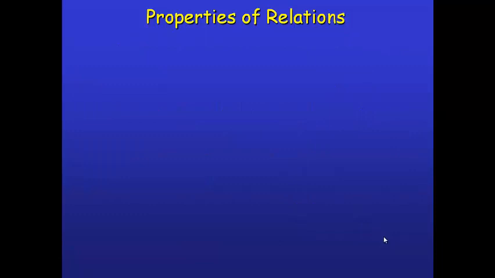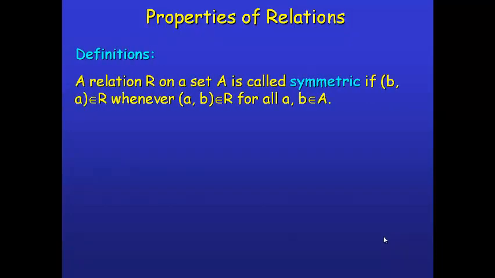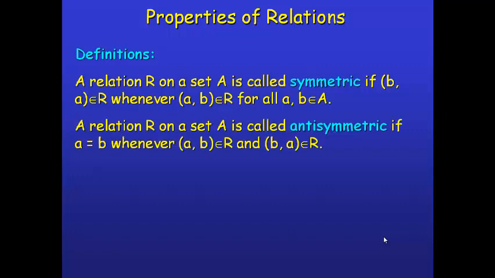The next property of relation is symmetric. A relation R on a set A is called symmetric if the ordered pair (B, A) belongs to R whenever (A, B) belongs to R, for all A, B belonging to A. The next one is antisymmetric. A relation R on a set A is called antisymmetric if A equals B whenever (A, B) belongs to R and (B, A) belongs to R.